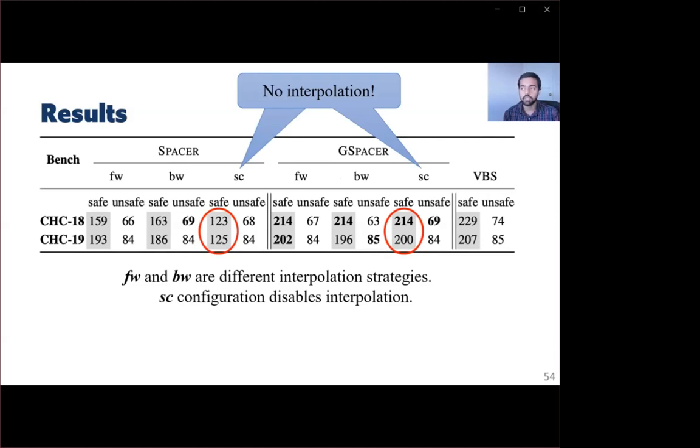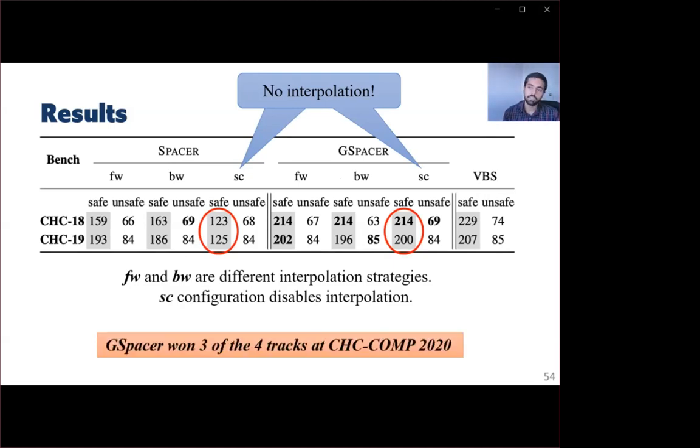That is, even if we turn off interpolation, GSpacer does not lose performance. Whereas in the case of spacer, turning off interpolation leads to a decrease in performance. GSpacer also participated in the latest edition of the CHC competition, and it won 3 of the 4 tracks.